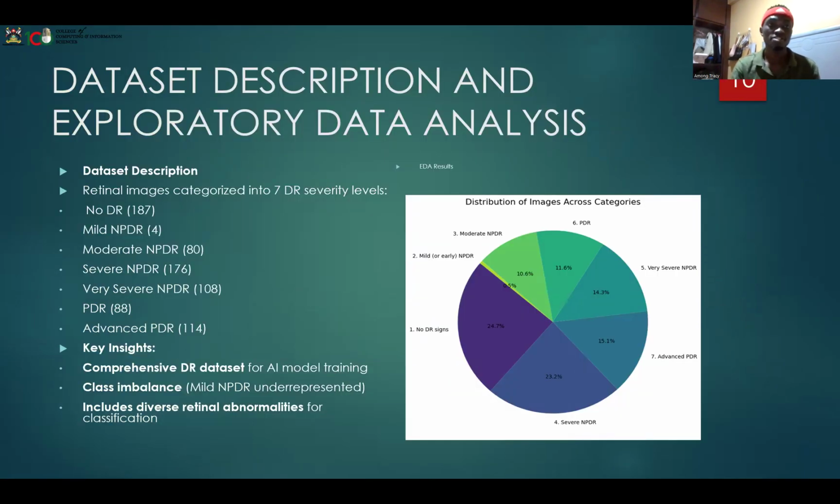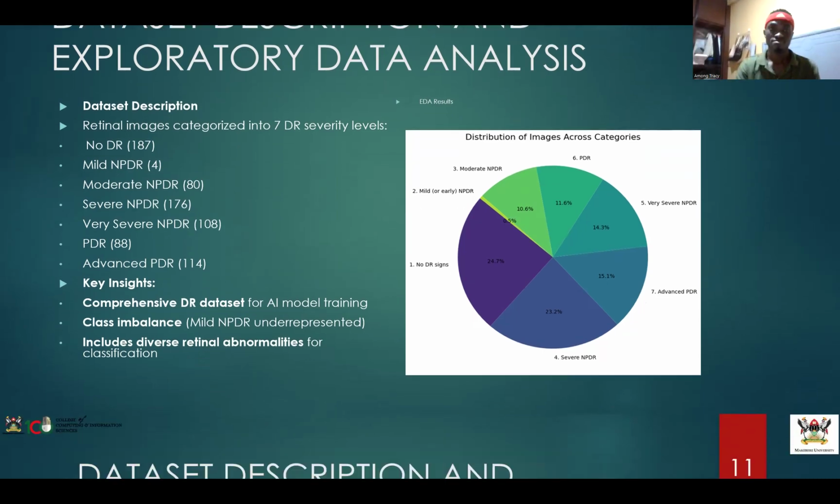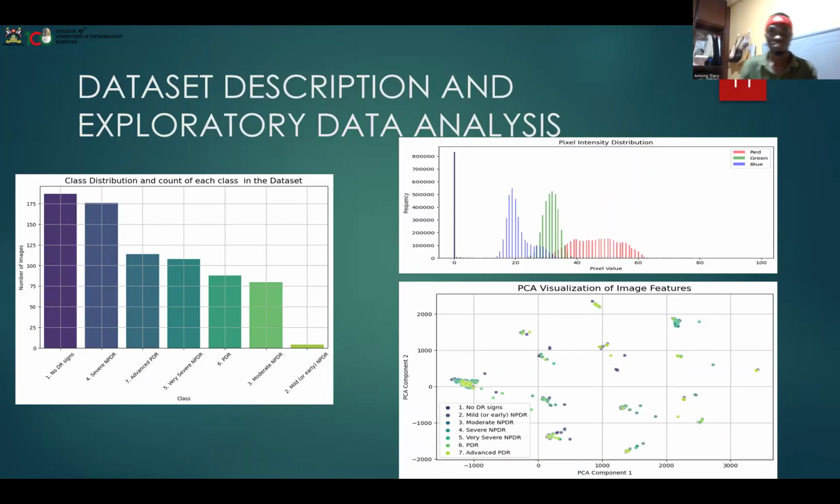So the dataset description, we have 7 classes. The NODR, we have 187 images. Then the mild non-proliferative diabetic retinopathy, we had 4 images there. Although I told you we use some techniques to avoid data imbalancing. Then we have the moderate NPDR, the severe, the very severe, and the PDR, together with the advanced PDR. So my friend will come and continue from there.